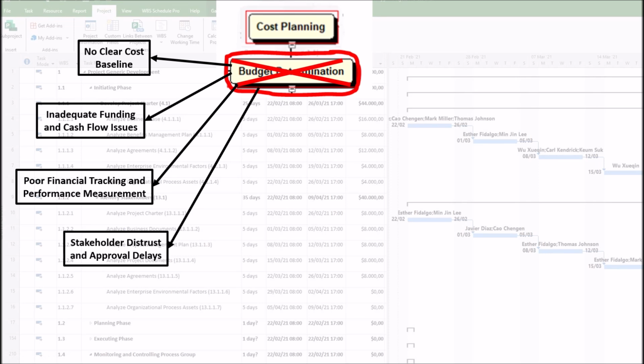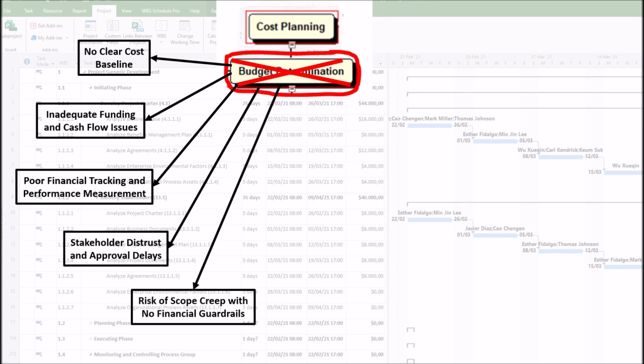4. Stakeholder distrust and approval delays. First, sponsors and clients expect a formal budget for approval. Second, without a formal budget, they may withhold funding or lose confidence in the project's viability. For example, a government project without a budget may fail to secure necessary approvals. 5. Risk of scope creep with no financial guardrails. Without budget constraints, teams may expand scope uncontrollably. For example, a product development team might add unnecessary features, increasing costs.